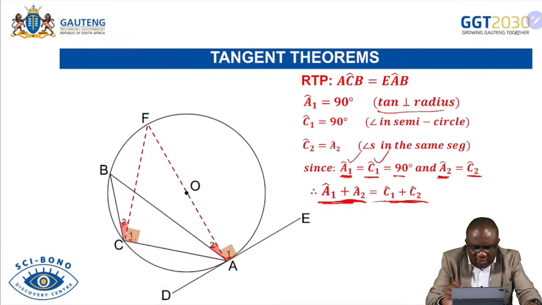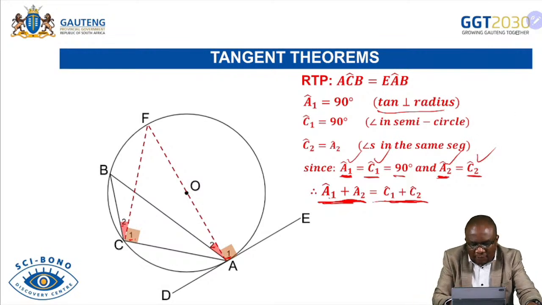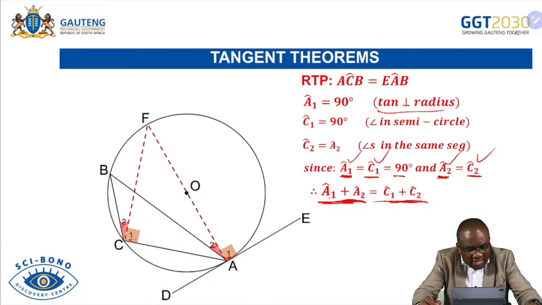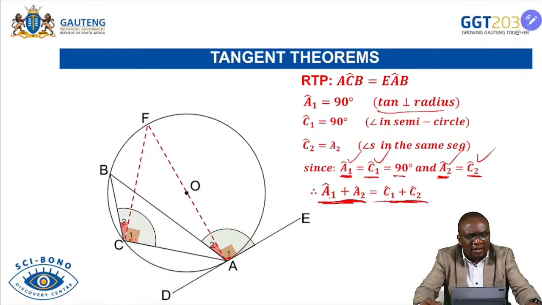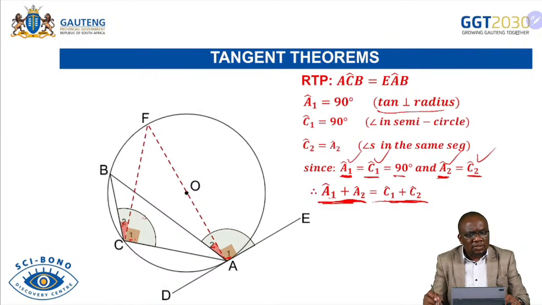This is equal to this. So now A1 plus A2 is equal to C1 plus C2. So we're saying these angles, this angle and this angle, are equal because this angle here is A1 plus A2. This one is A1 plus A2. These two angles, so they are equal.